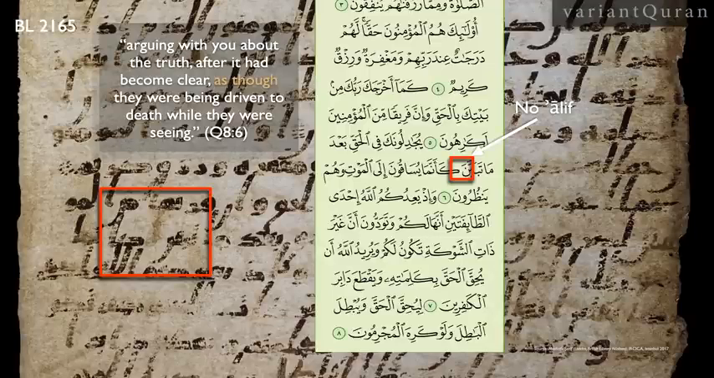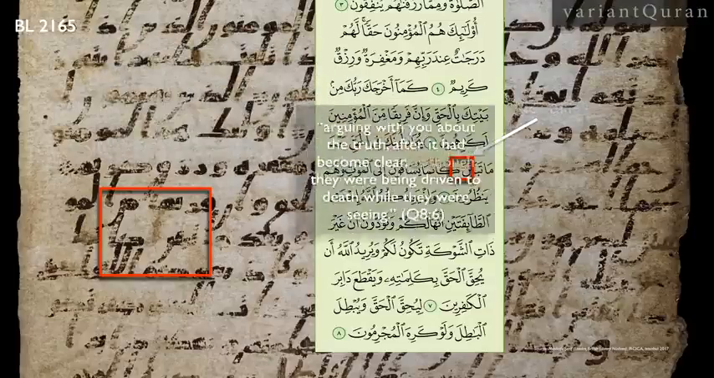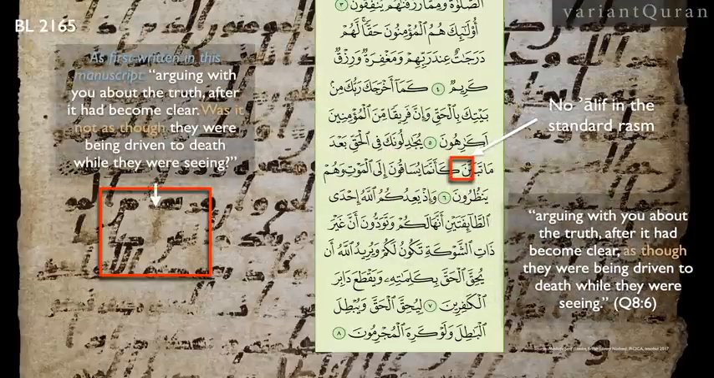So if we were to look at this verse as it was apparently first written, it would have also made sense if we read that aleph as an interrogative aleph, which I think is reasonable. And it would have looked something like this. Arguing with you about the truth after it had become clear, was it not as though they were being driven to death while they were seeing?